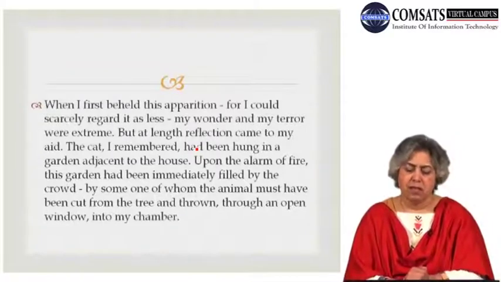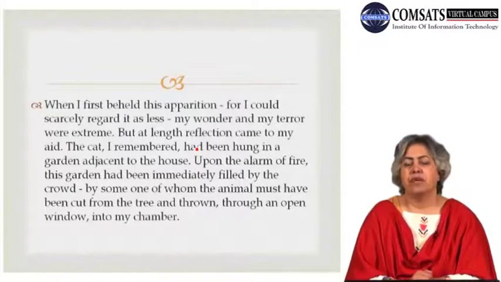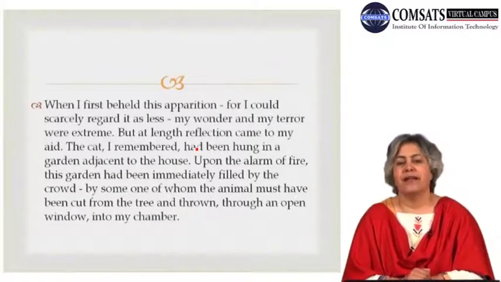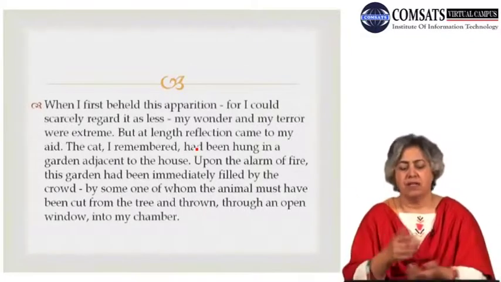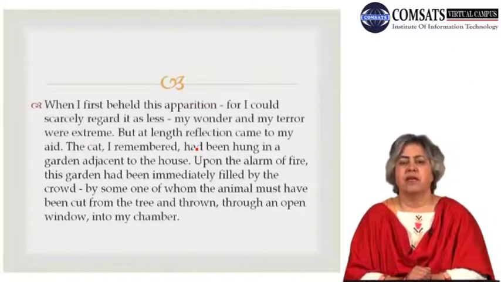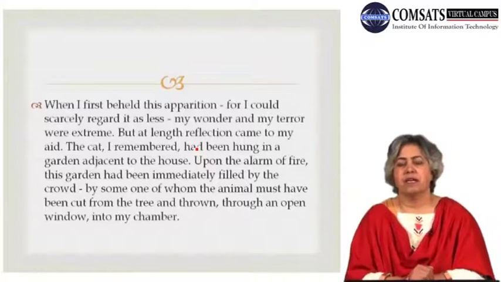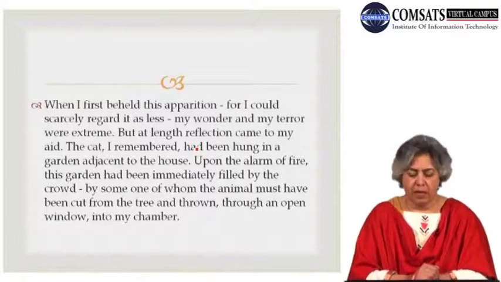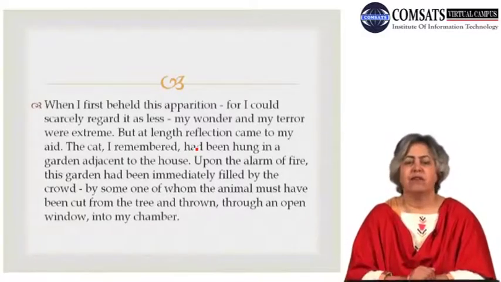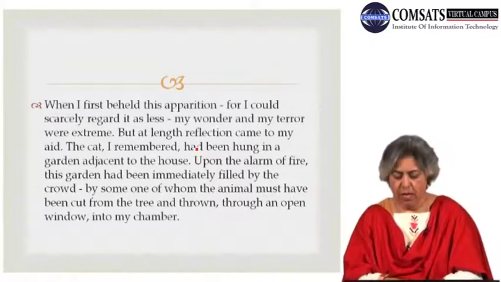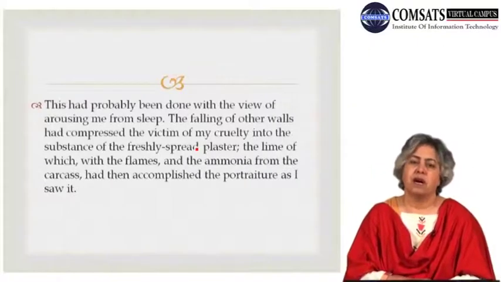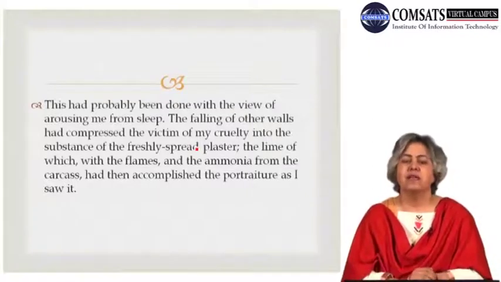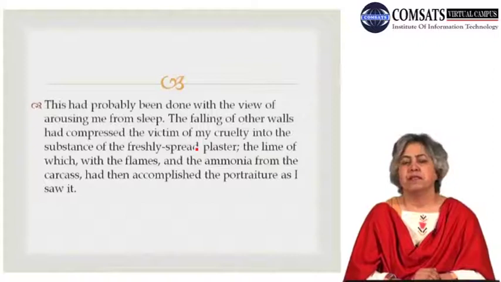And then he says that I don't have anything to worry about. It's not that cat. The cat that I hung had been hung in a garden adjacent to the house. It wasn't a part of the house proper. And this garden where he had hung the cat had been full of people. So he says that probably somebody cut the cat down, threw the cat at the wall, and that is how the cat's image is engraved on the wall. And he thinks that this is done probably to wake him up, but that is not the case.